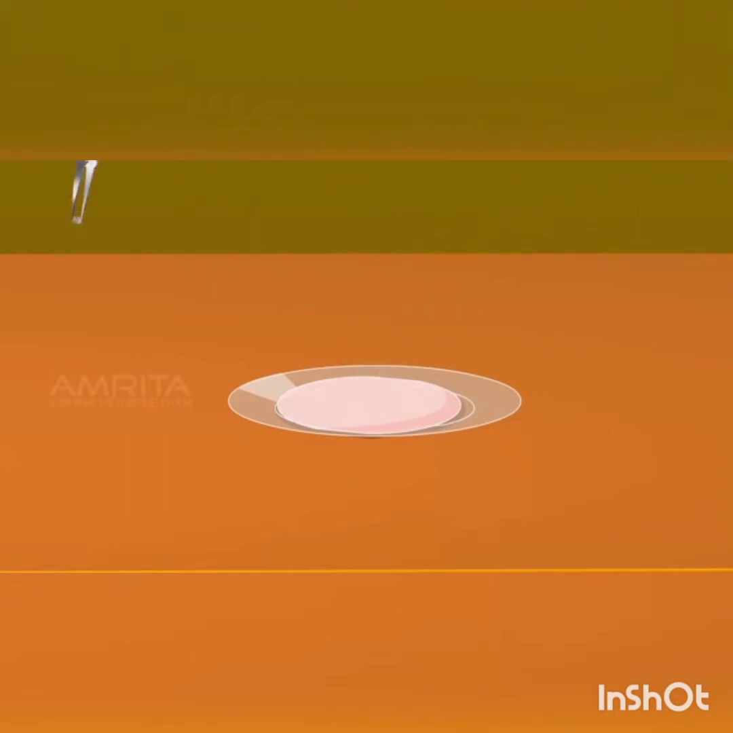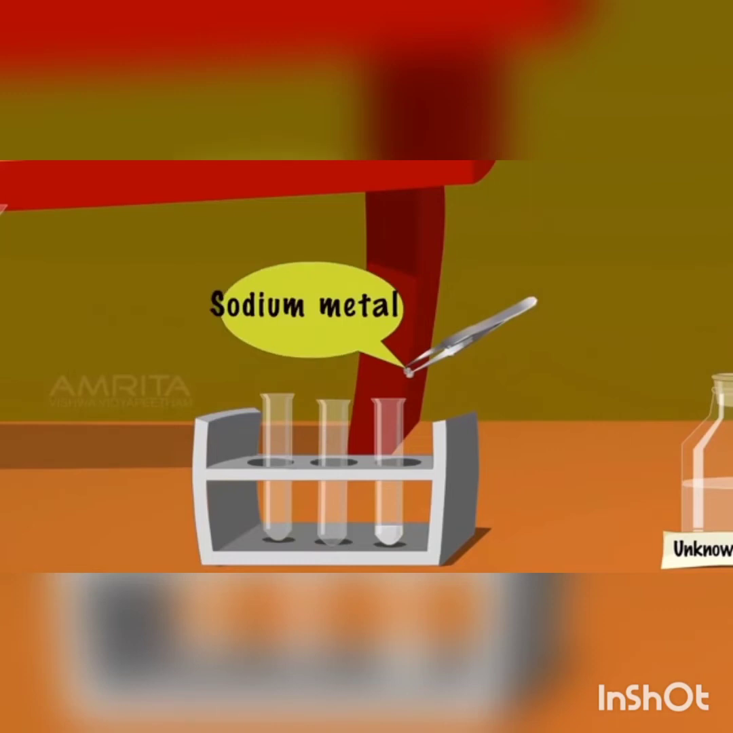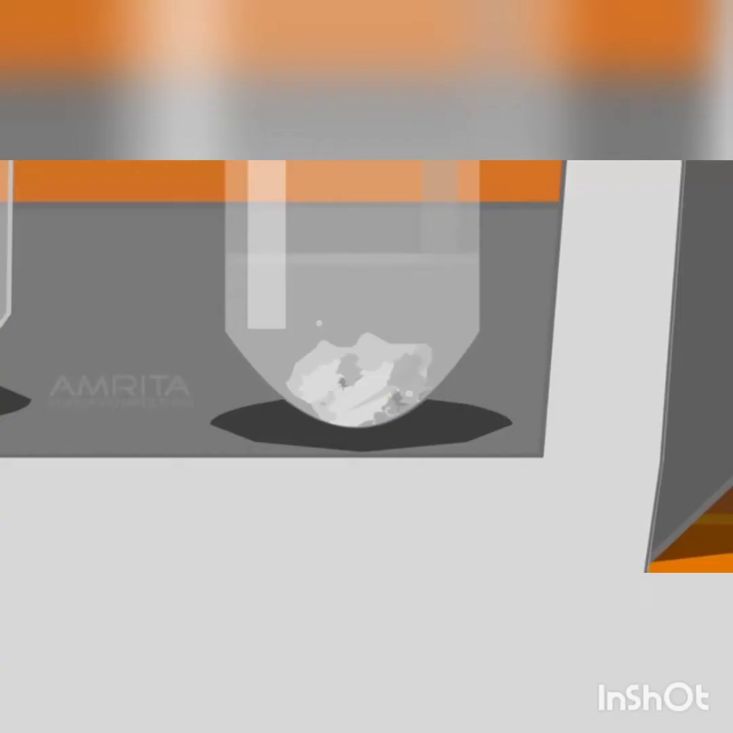Add 2 to 3 pieces of sodium metal into the test tube using a forceps. Alcohols react with active metals like sodium to produce effervescence due to the liberation of hydrogen gas.